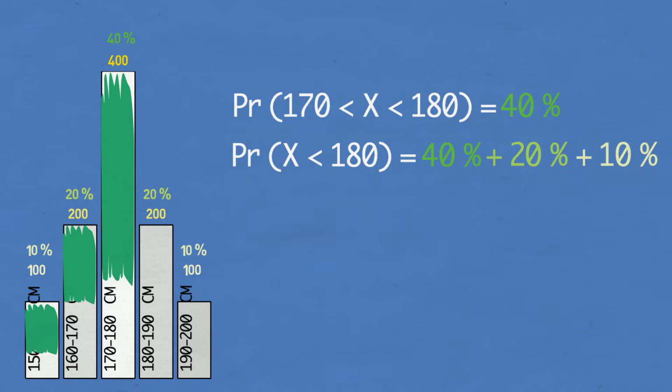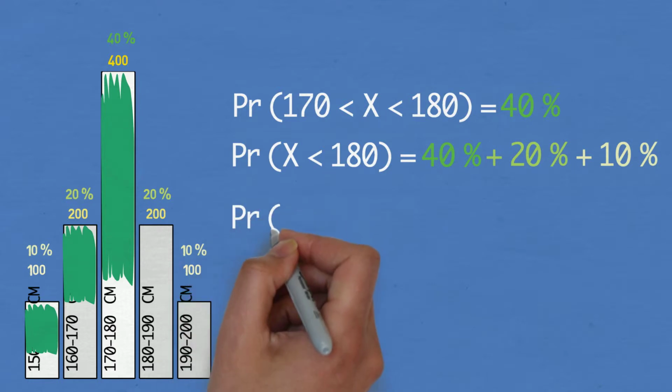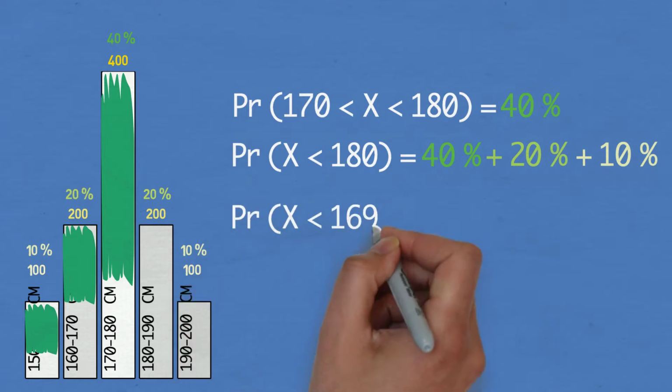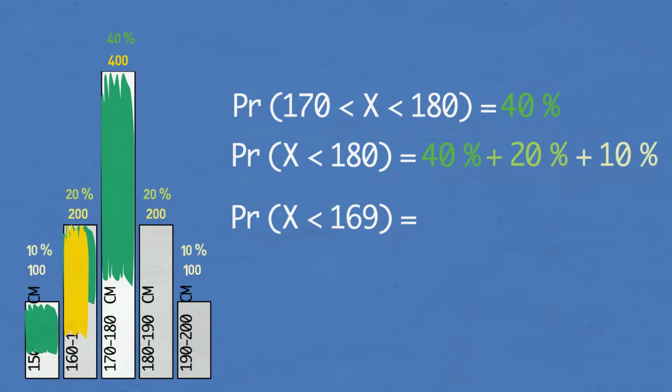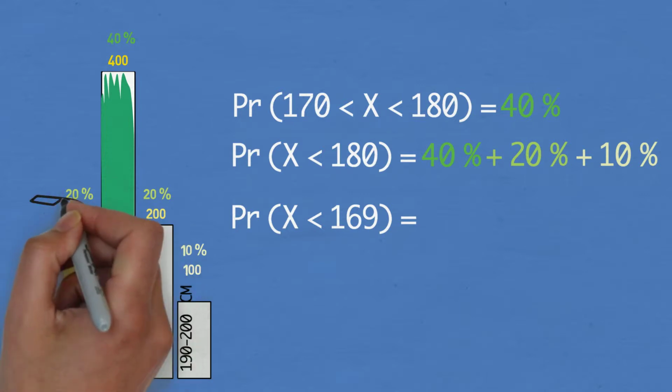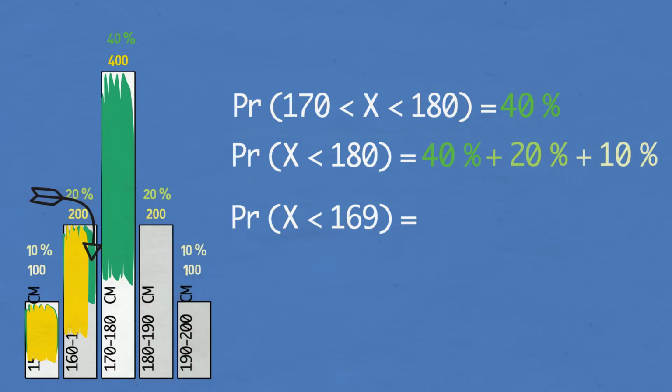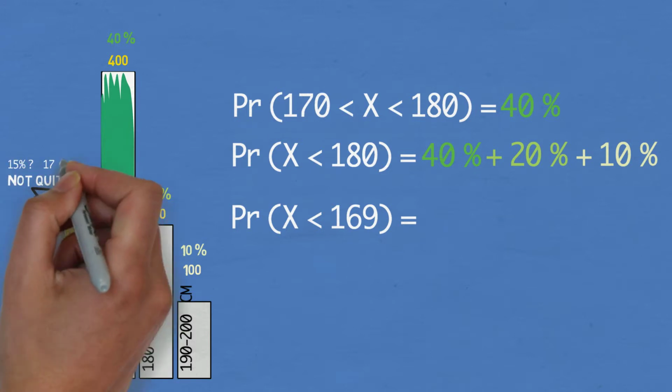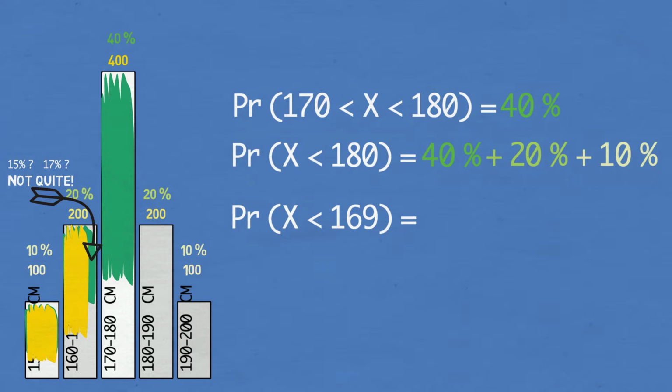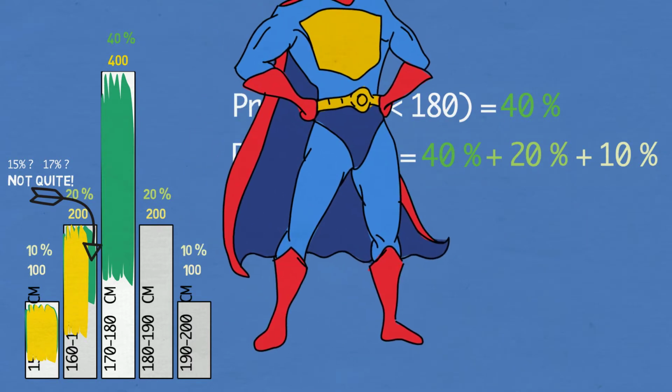Of course, you may already see the flaw in this. What happens if I want to find the probability of someone less than 169 centimeters? 169 is right in between 170 and 160, but since this is not at the end of the spectrum, for each of our column values, we cannot find an answer. This is where normal distribution comes in.